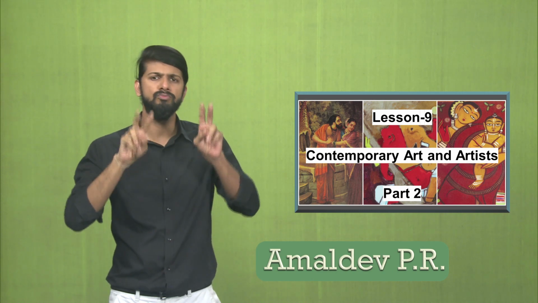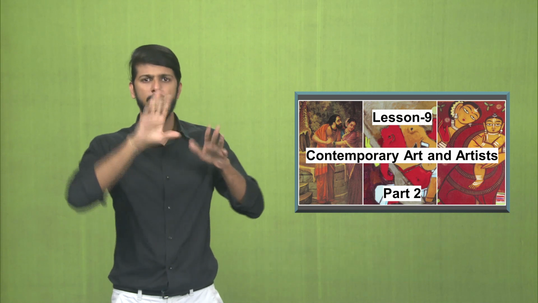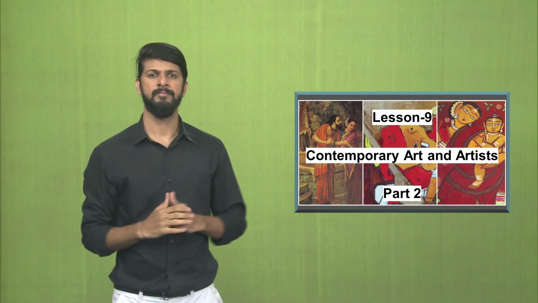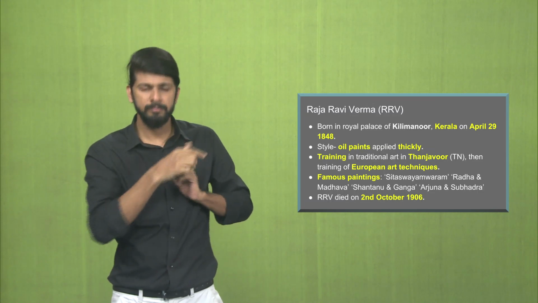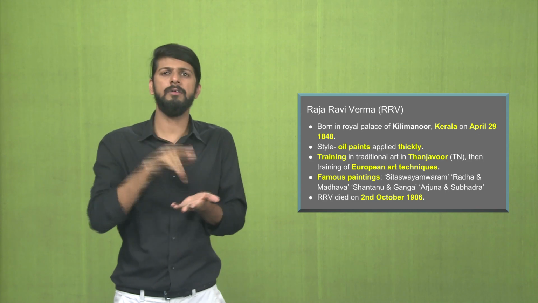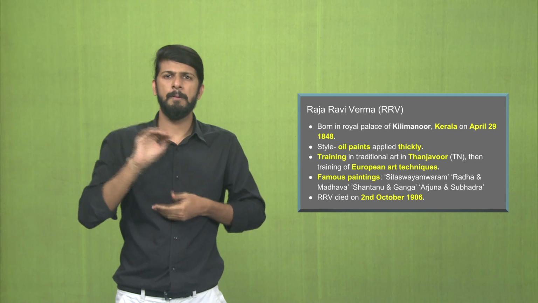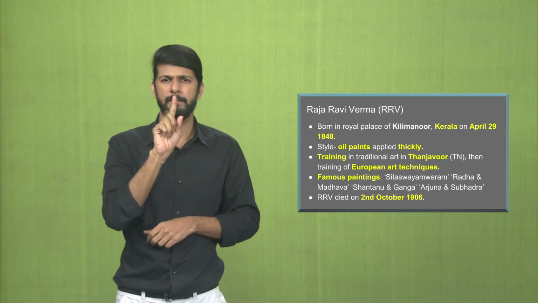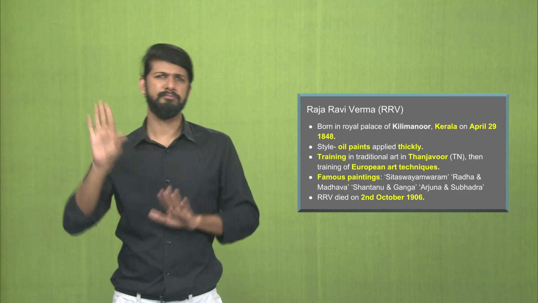Now we learn about the first painter and his painting. This is the picture of the first painter, Raja Ravi Varma. Raja Ravi Varma was born in Kerala on April 29th, 1848.